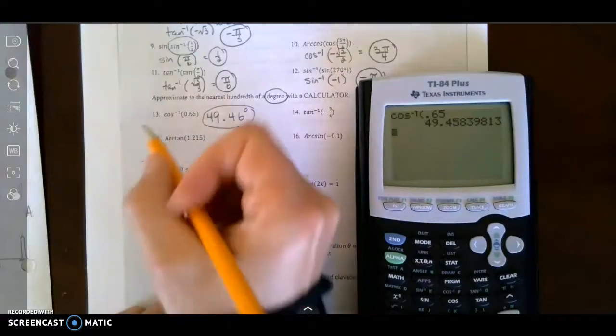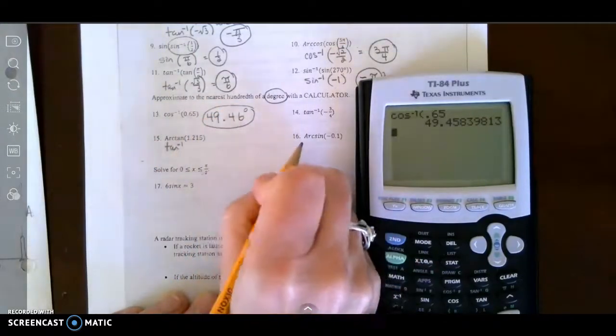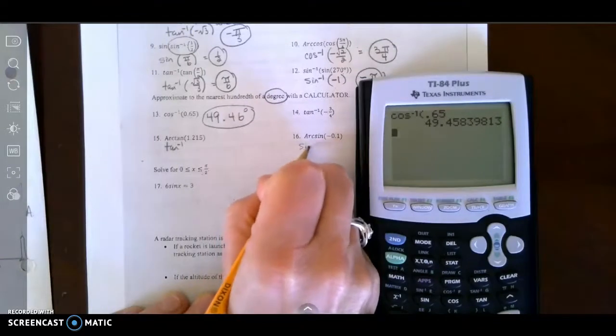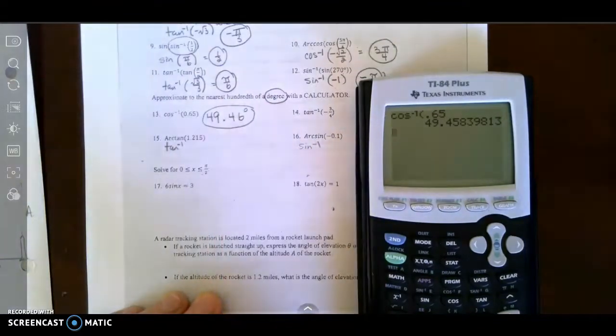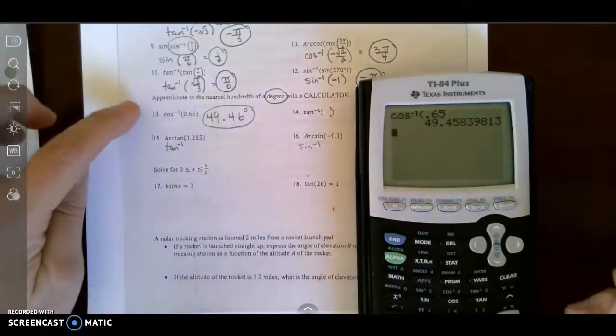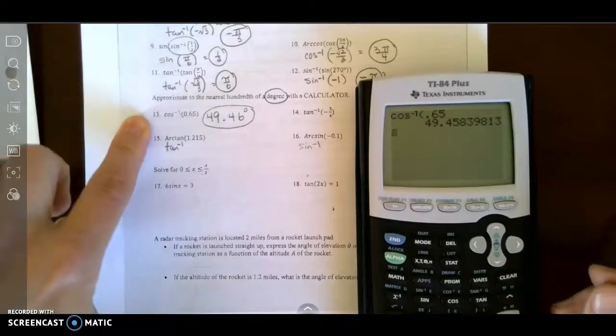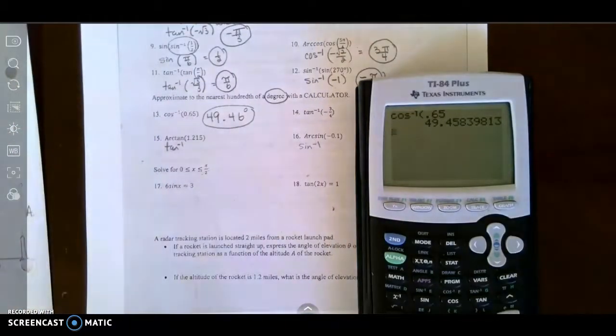Here, when it says arctan, that just means inverse tangent. Arcsine just means inverse sine. And so you're just typing these into the calculator. So I'm going to let you do these remaining 4 on your own. I mean, the remaining 3, so that those 4 are done.